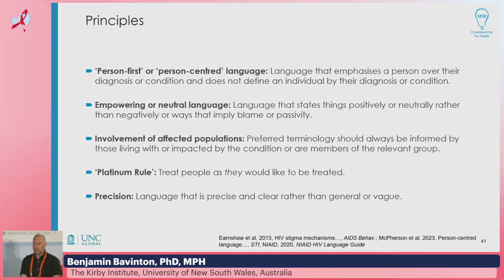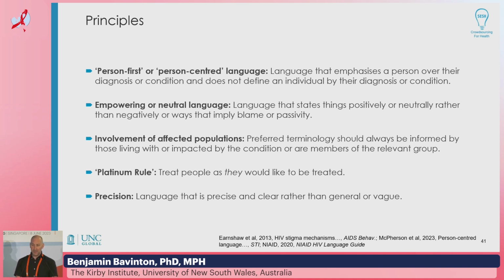So what are some of the principles? Rod already mentioned the first one here, which is this idea of person-first or person-centered language. So this is language that emphasises a person over their diagnosis or condition and doesn't define an individual by their diagnosis or condition. The second there is empowering or neutral language. So this is language that states things positively or neutrally, rather than negatively, or in ways that imply blame or passivity. I'll go through some examples of this in a minute.